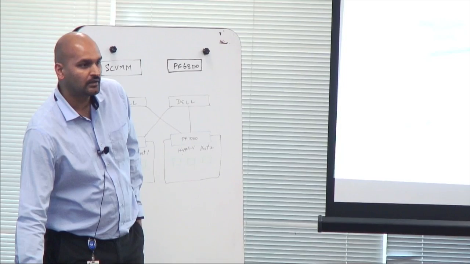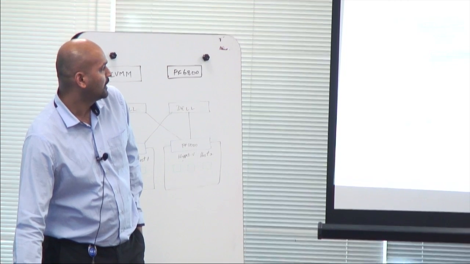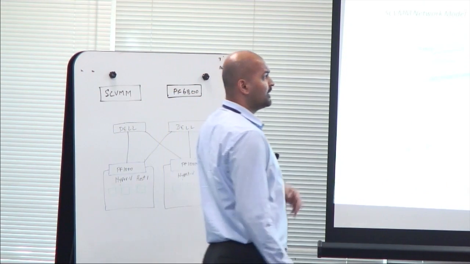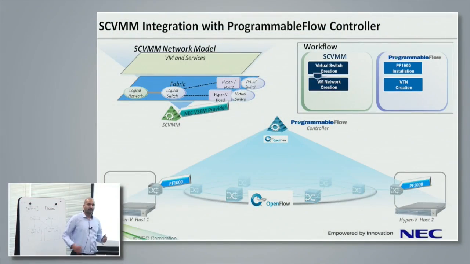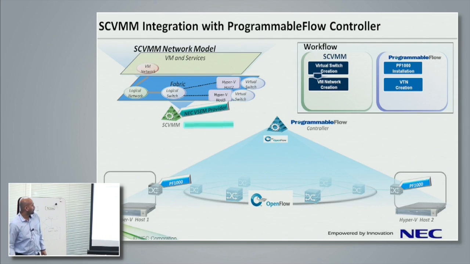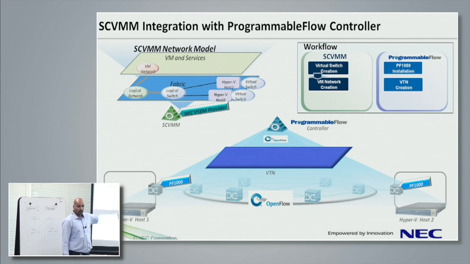All right, once we have the PF1000, which is a virtual switch extension installed on the Hyper-V host, we can now start creating the VM network from the System Center. So VM network is the part of System Center where you create a new network and add some hosts into the network. When you create a new VM network, this will initiate an API call to the programmable flow controller through the vSIM plugin. And that creates, the SCVMM actually creates a VTN on the PFC, which is the programmable flow controller.